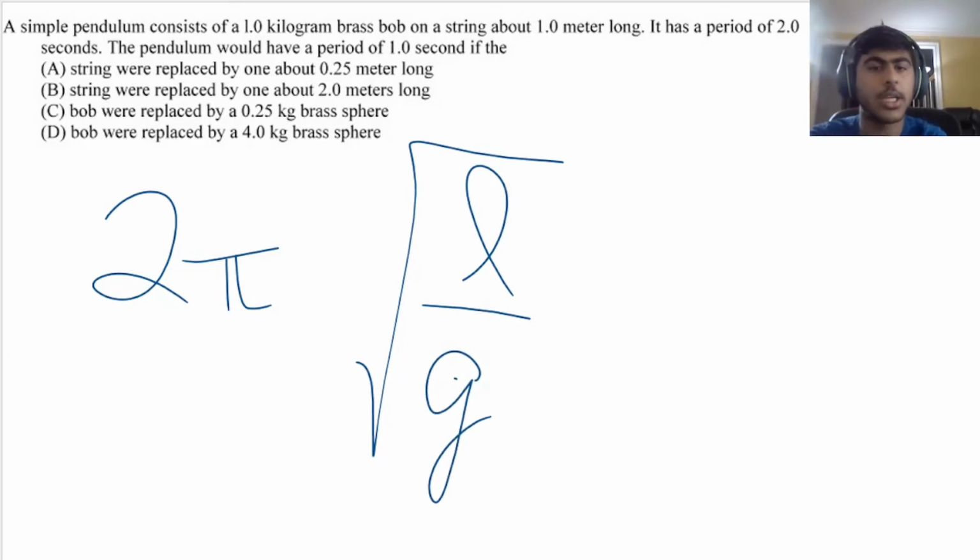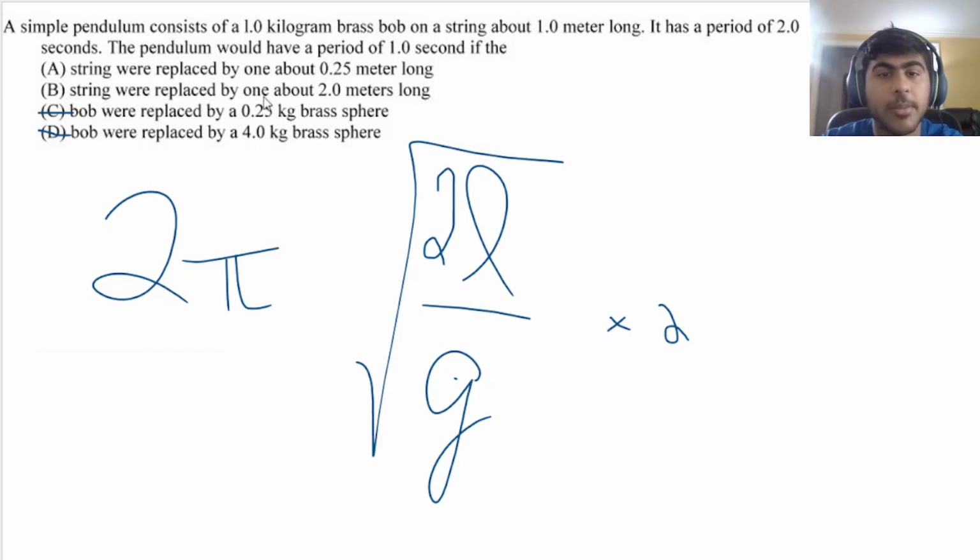Now, of course, you cannot change the gravitational force or gravitational acceleration on Earth because that doesn't work. And if you look at this, there's no place for mass. So mass is not going to matter here. We can change the length, though. So if we change the length to one that is 2 meters long, then this would become 2L. And that would multiply this by 2, and that would make the period double.